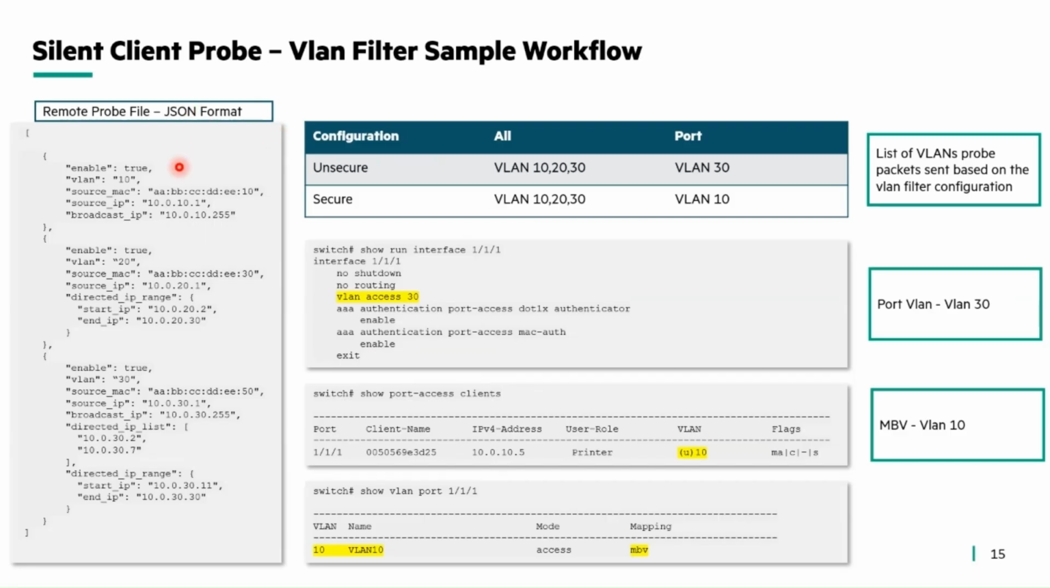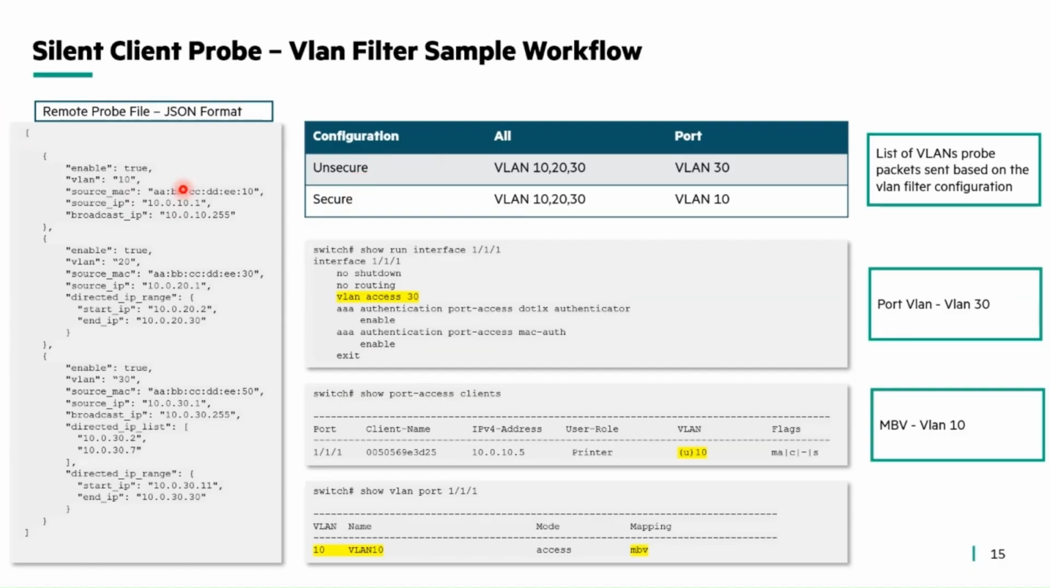So here is my remote probe profile. I have used a JSON format here. You will see I have enabled three VLANs, VLAN 10, 20, and 30, and have configured the source MAC, IP, and then the destination IP options. So let's see the unsecured configuration.